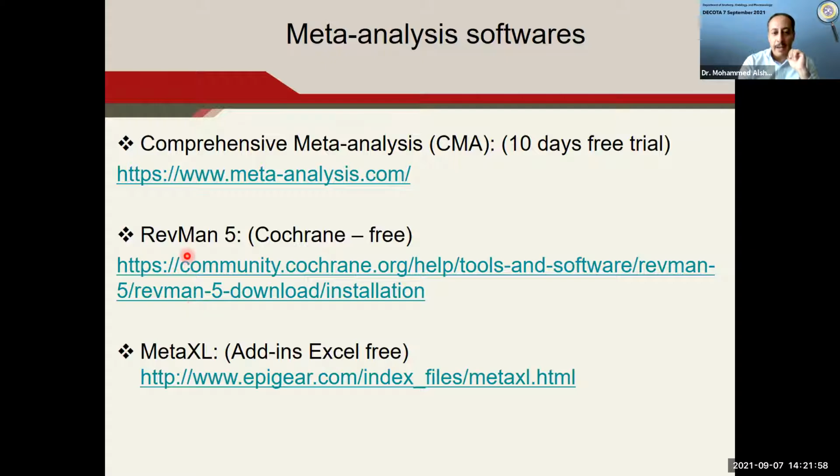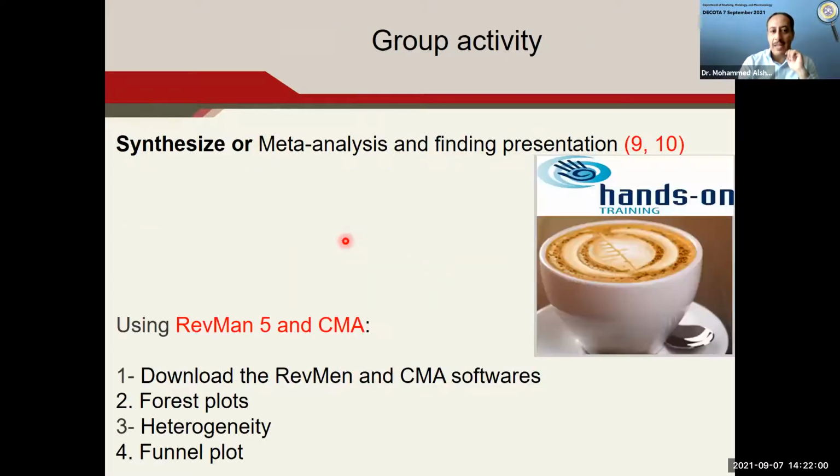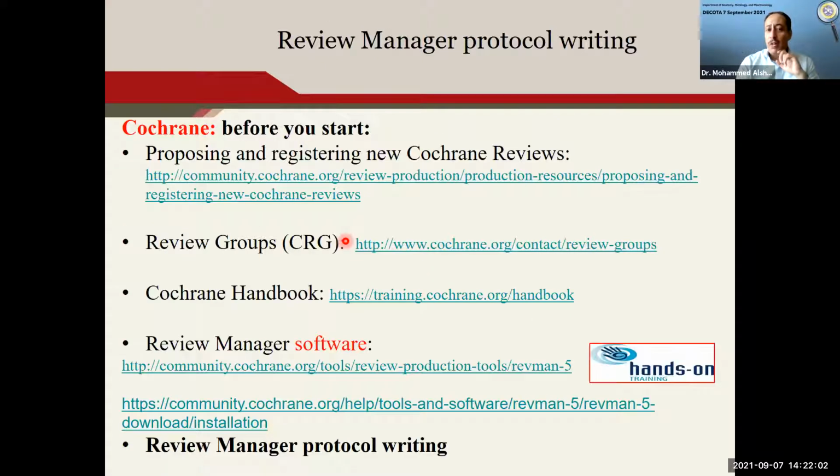So usually for me, I prefer Risk Manager, which we will do now. Now for the hands-on, we will open the Risk Manager. Risk Manager is not only for doing data analysis, it's also for writing the protocol. So if you want to publish under Cochrane, you can draft the whole protocol and the whole review using Risk Manager. But for me here, there are very useful links for how to use Risk Manager, but we'll do it now.